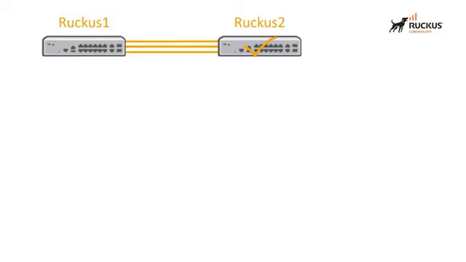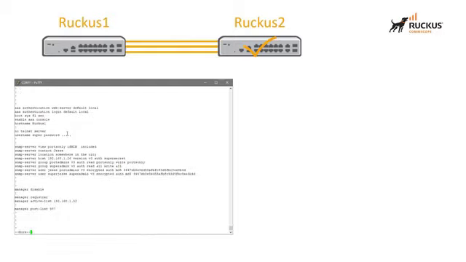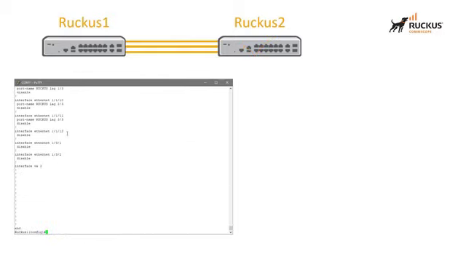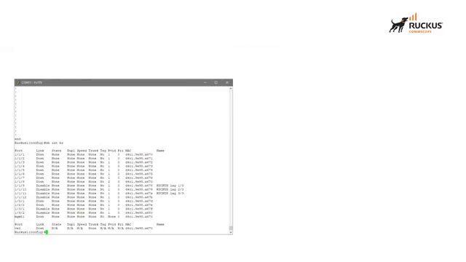If we take a look at our Ruckus 1 switch, we can see that, as I said, there is no configuration on it. We don't have a lag interface. We don't have any virtual lag interfaces. And if we look at our actual interface status, all of our interfaces are down or disabled. So the first step that we need to do is actually go ahead and create that lag.